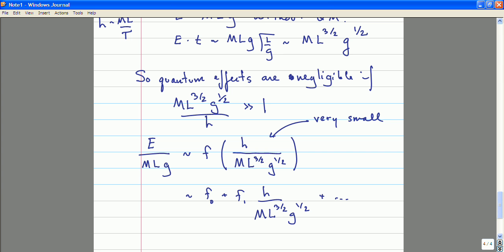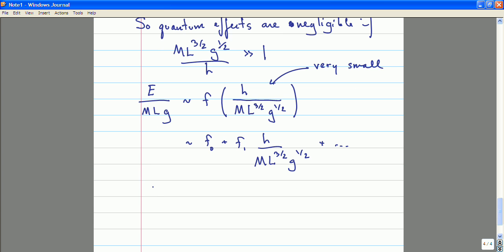Okay. And what is the minimum energy of a pendulum in classical physics? Well, it's 0, because the pendulum is at rest. So f0 is the minimum energy of the pendulum in classical physics, which is 0. So you can always determine the first term in this Taylor expansion by comparing with physics that you already know. And in quantum mechanics, we now have a prediction, which is that the minimum energy of a pendulum due to quantum mechanics is given by that f1 term.